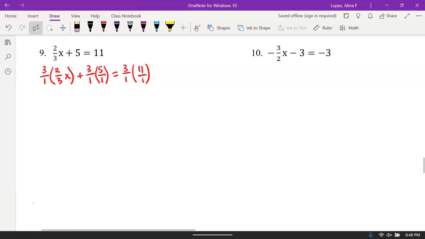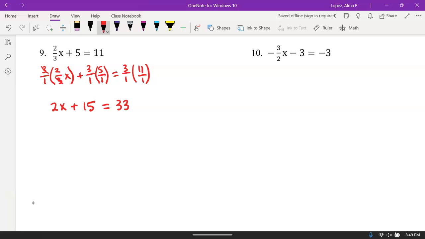Let's clean it up. When I multiply the first term by the least common denominator, the 3's cancel. That's what we wanted to happen. And you end up with 2x plus. When I multiply these together, nothing cancels, so I multiply straight across. 15 over 1 is 15. It's the same thing on this third one, isn't it? 3 times 11 is 33 over 1, which is just going to be 33.